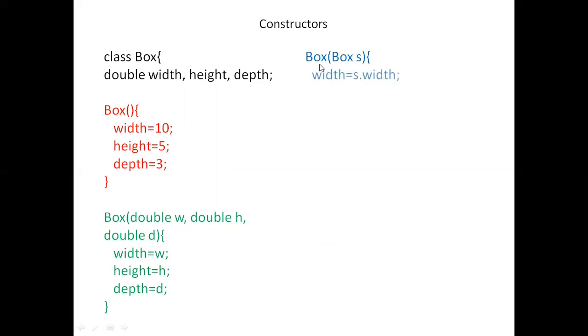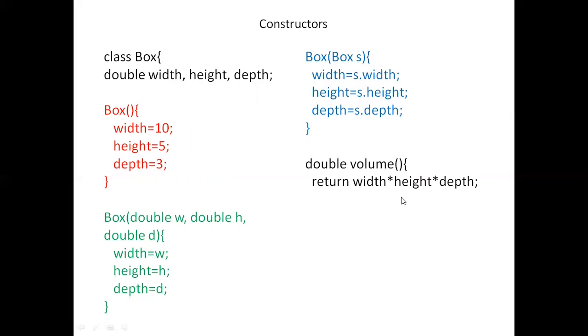So you see Box(Box S). I am passing an object of type Box, which means this is a copy constructor. We are initializing the values such that the width of S will be the width of our box, the height of S will be our height, and the depth of S will be our depth. This is a copy constructor. In the same class, I have 3 constructors, so I am overloading the constructors. This is what we mean by constructor overloading.